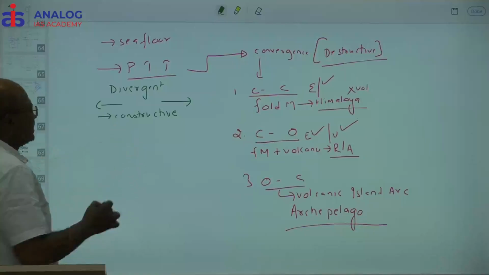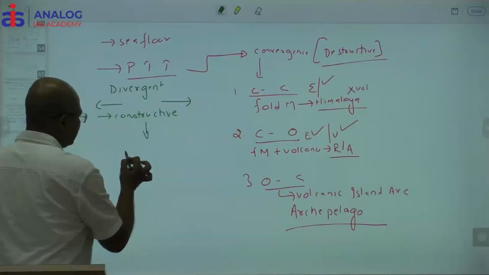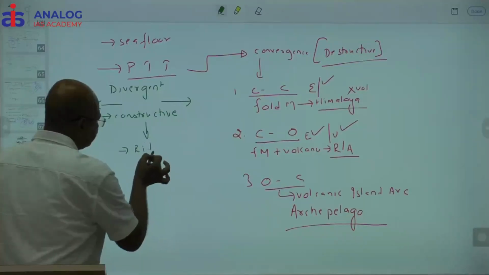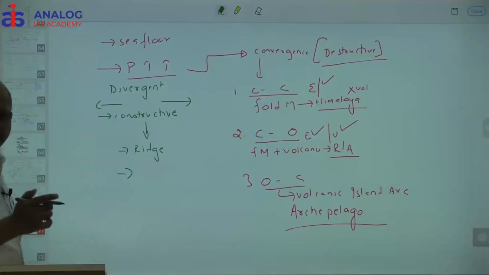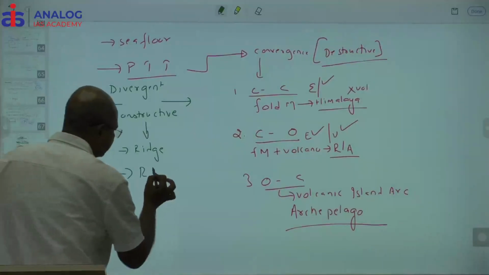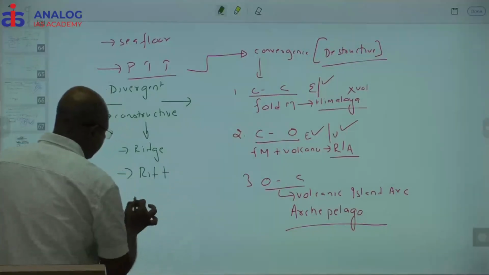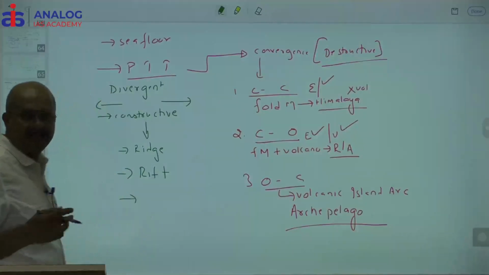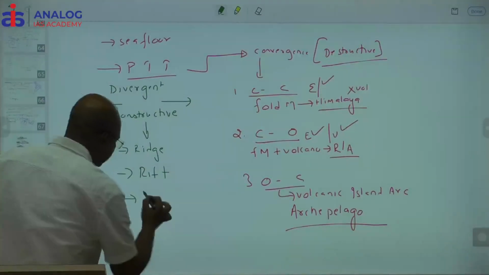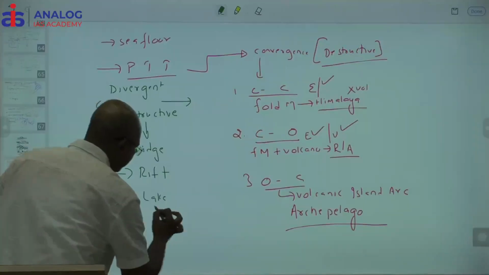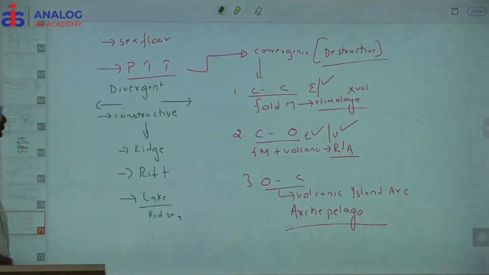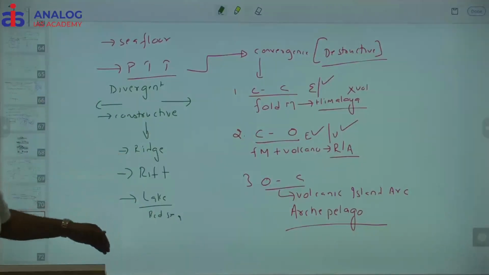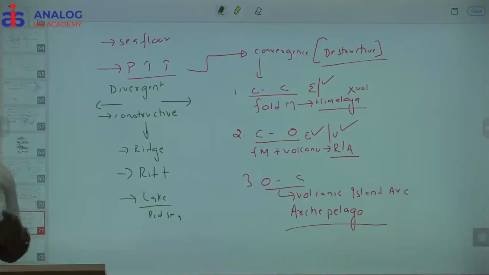Now divergence creates ridges in the ocean, it creates rift valleys, and it creates tectonic lakes and seas like the Red Sea. The Arabian Peninsula, all these are divergent plates. The Arabian Peninsula is detaching from Africa and moving away.